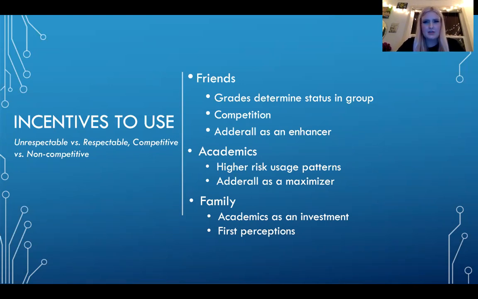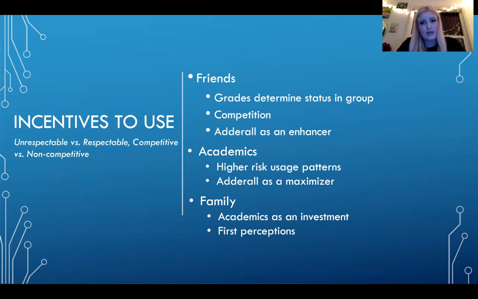Academic incentivization was a little different. While in friend groups, Adderall was viewed as an enhancer, academics positioned it to be a maximizer. What that differentiation meant was people taking Adderall purely motivated from their academic environments positioned Adderall to be a tool that allowed more academic content to be produced within a shorter period of time.